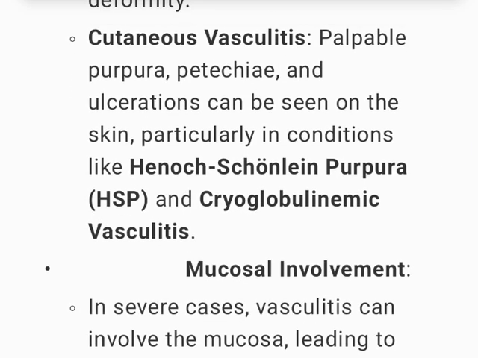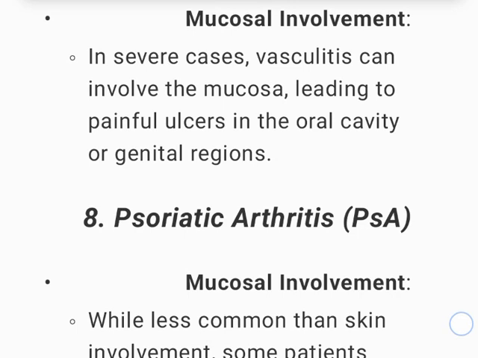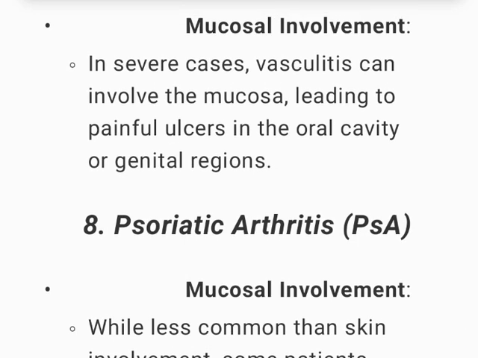Cutaneous vasculitis. Palpable purpura, petechiae, and ulcerations can be seen on the skin, particularly in conditions like Henoch-Schönlein purpura, HSP, and cryoglobulinemic vasculitis. Mucosal involvement. In severe cases, vasculitis can involve the mucosa, leading to painful ulcers in the oral cavity or genital regions.